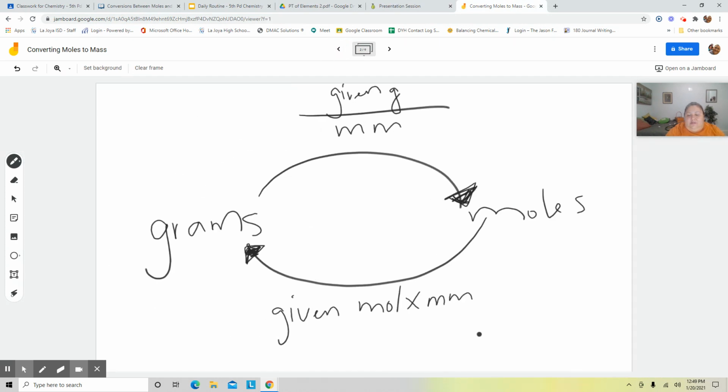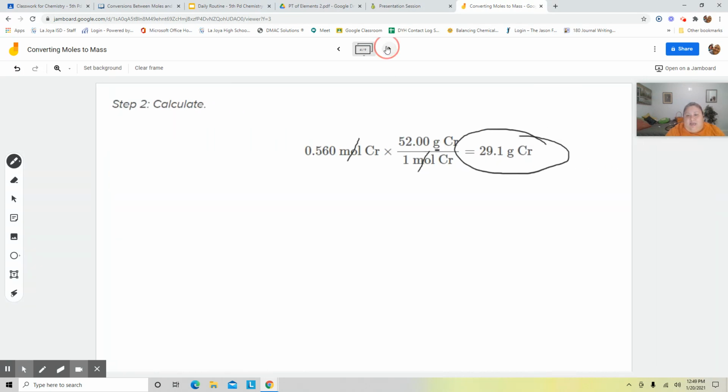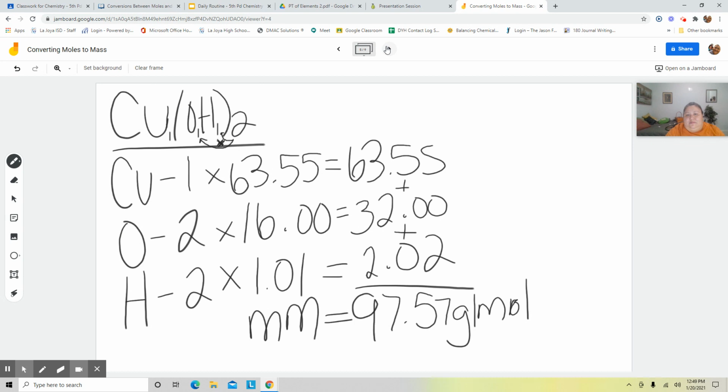What do both of them need? Both of them are going to need molar mass. So that's where we're going to start. We're going to start by calculating the molar mass of NaCl. All right?